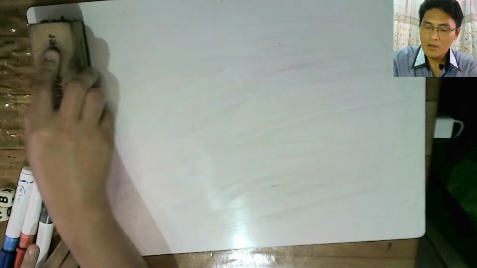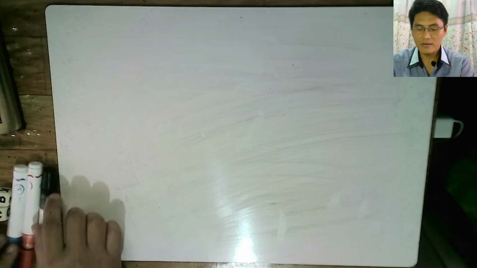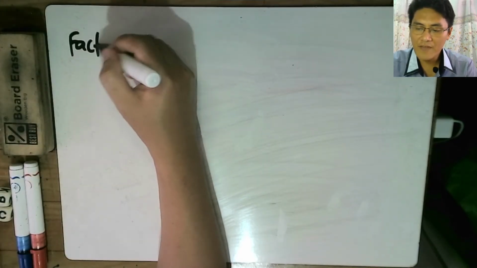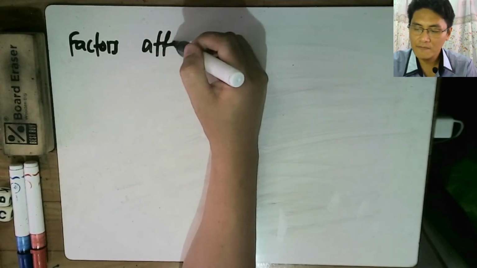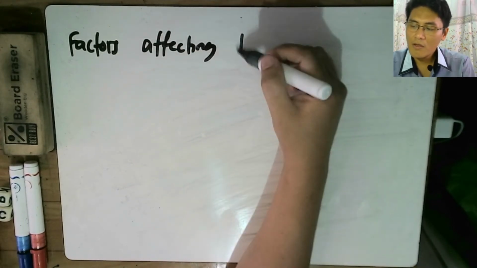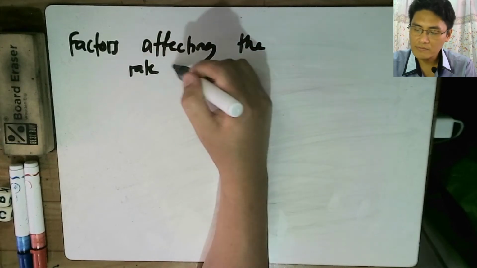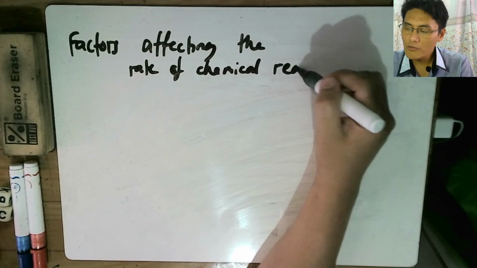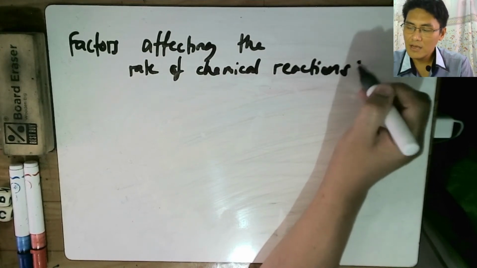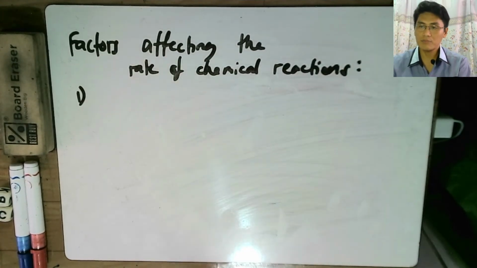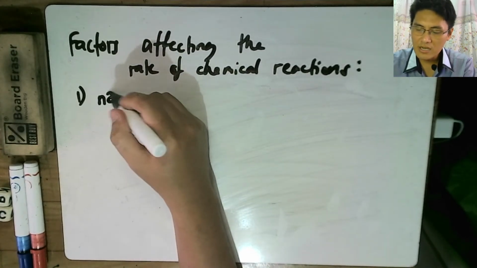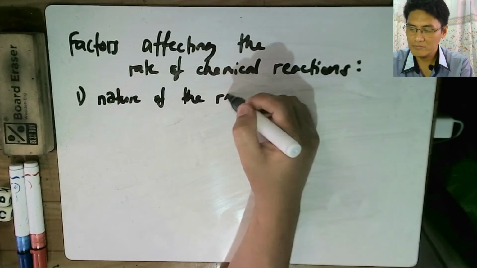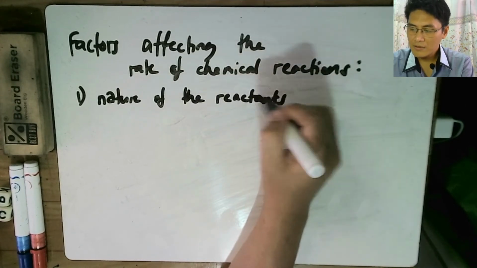So what are the factors then of the rate of chemical reaction? So now we take a look at factors affecting the rate of chemical reactions. And again, rate of chemical reactions is just how fast a chemical reaction proceeds. So number one is just the nature of the reactants. Okay? The nature of the reactant.